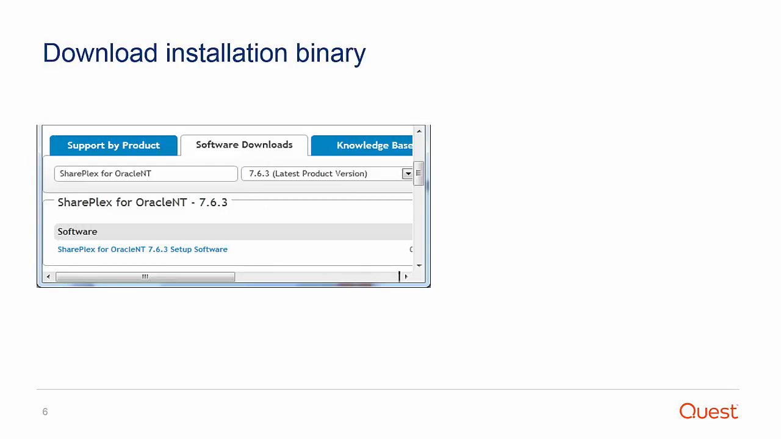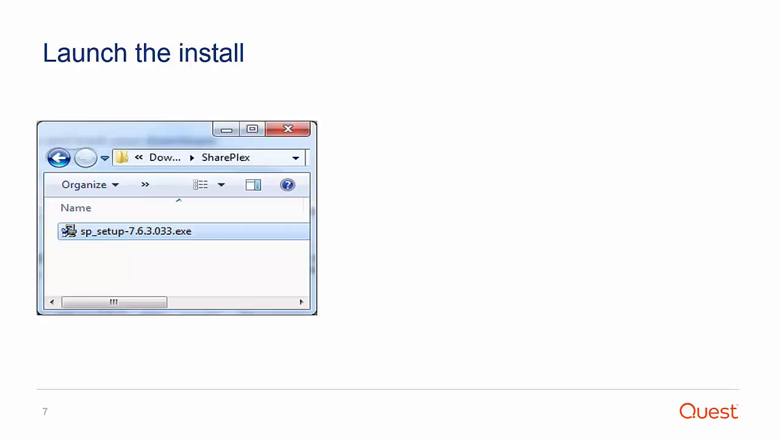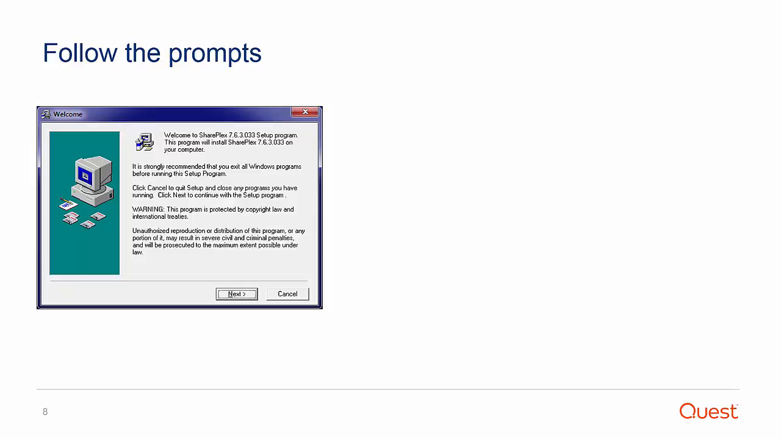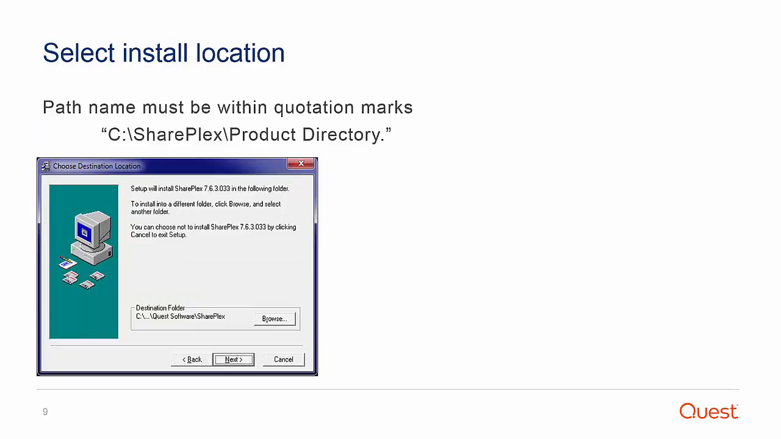Then download the spsetup.exe program onto your Windows machine and launch the spsetup installation program by double-clicking on the executable. The install process will begin by displaying the Welcome dialog box. Proceed through the installation by following the prompts.